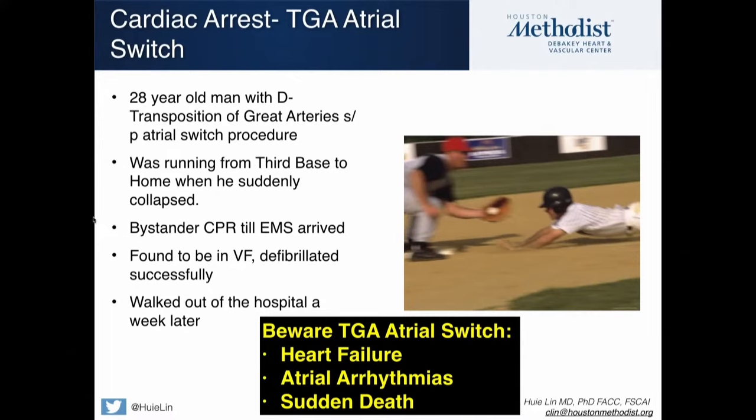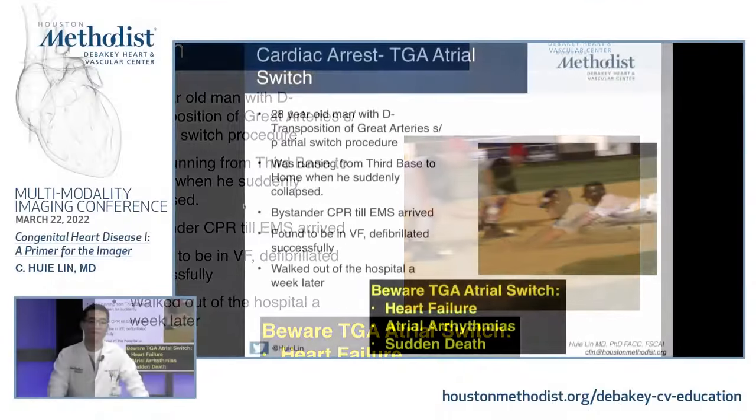detransposition of the great arteries that has been palliated with an atrial switch, which is often called either a Senning procedure or a Mustard procedure, is that these patients will develop heart failure as a result of the failure of their systemic right ventricle. They will often have atrial arrhythmias as a result of the scar lines that are formed during their atrial switch surgical procedures. And one of the important things to think about is that those atrial arrhythmias can potentially predispose those patients to sudden cardiac death, as they can potentially degenerate into ventricular fibrillation.